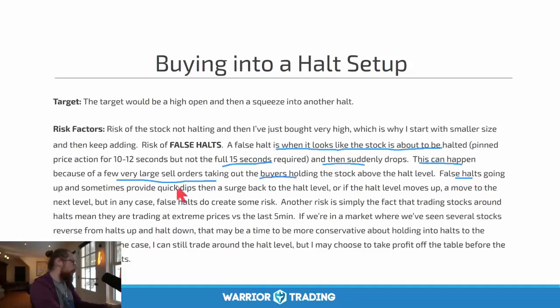False halts going up can sometimes provide quick dips and then a surge right back to the halt level. Or if the halt level does move up, a dip and then a move up to the next level. But in any case, false halts do create a certain level of risk.